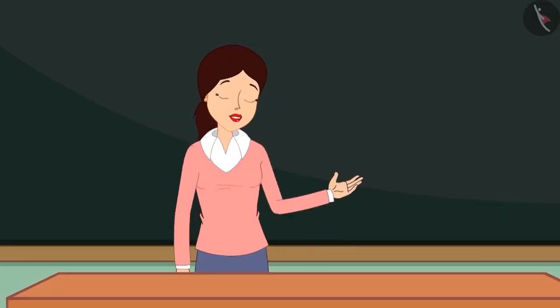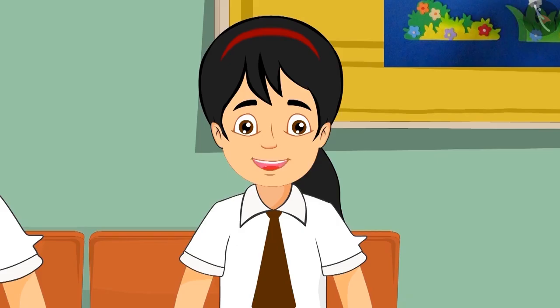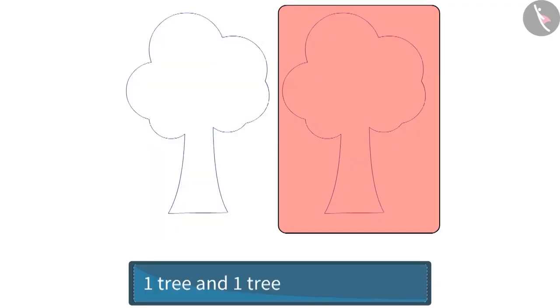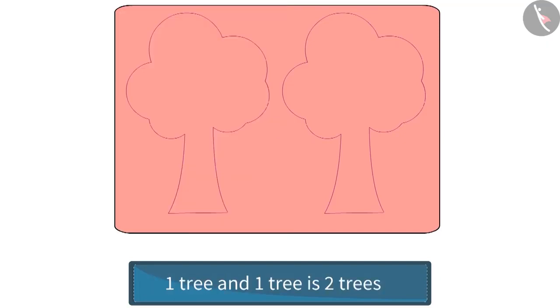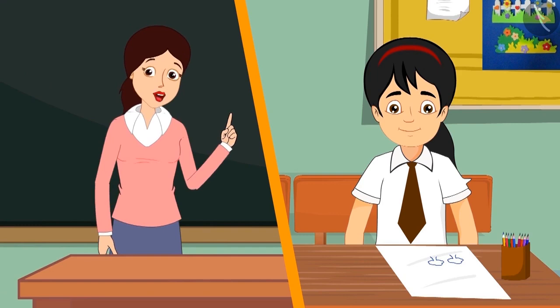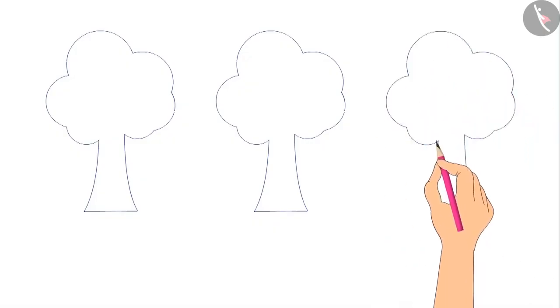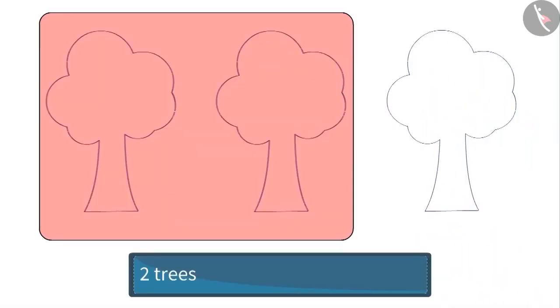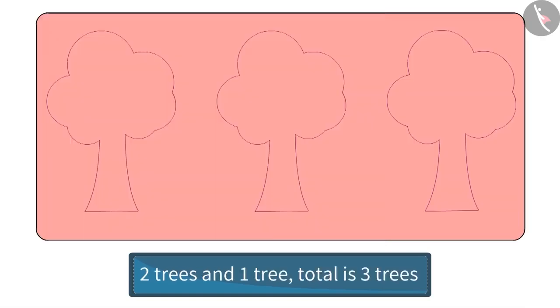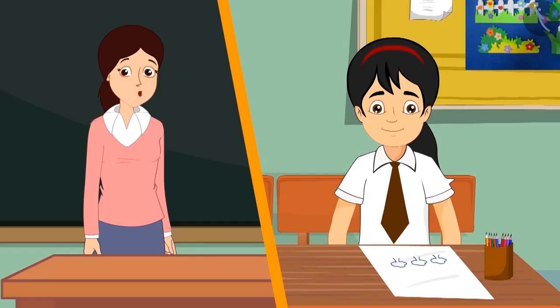Pinky, what have you drawn in the picture? At first I drew one tree, then I drew another tree. So in total I drew 2 trees. If you draw another tree, then how many trees will be there? See this, teacher, 2 trees and one more tree. So now in total there are 3 trees.